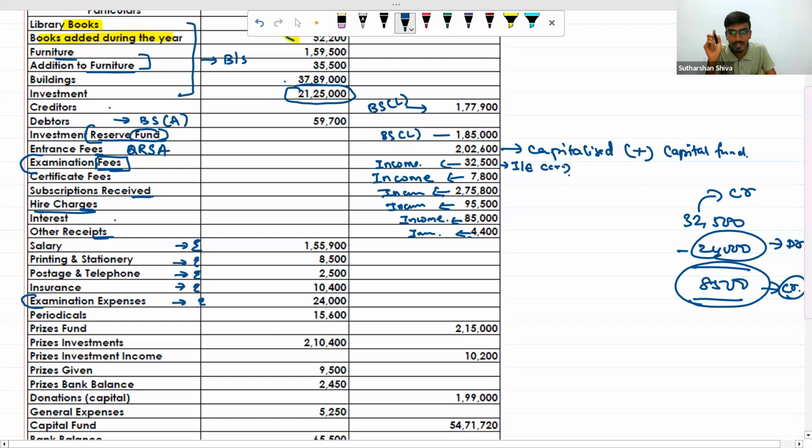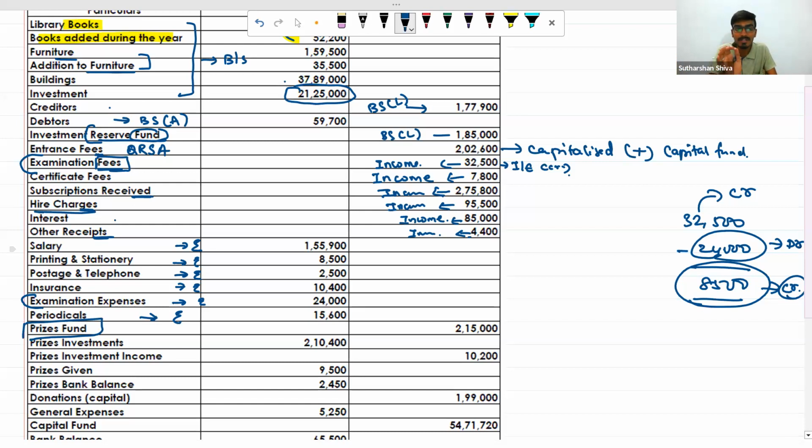Directly I will show 8,500 also. Indirectly, if I credit 32,500 and debit 24,000, automatically it will become 8,500 on the credit side. Then periodicals and all are day-to-day expenses, so periodicals we will write as an expense. Prize fund, that's what I showed.